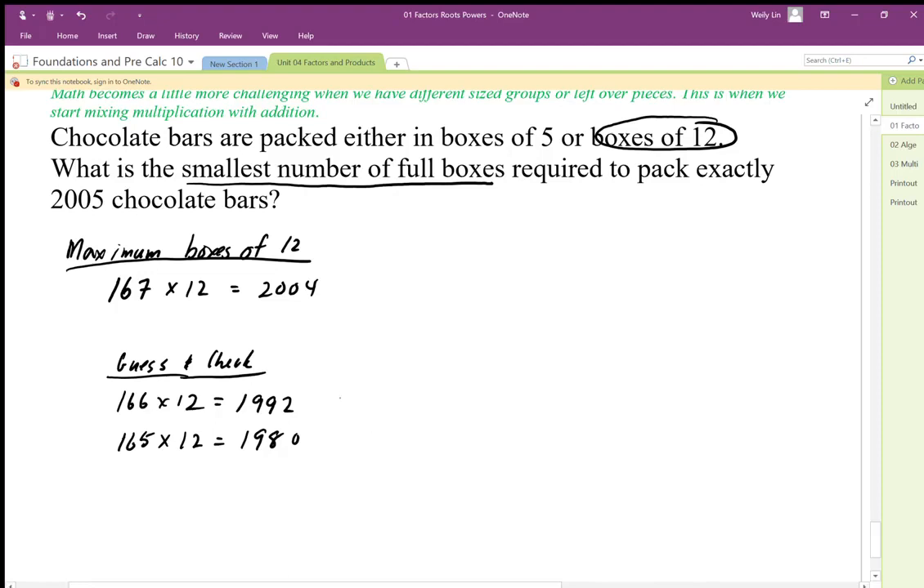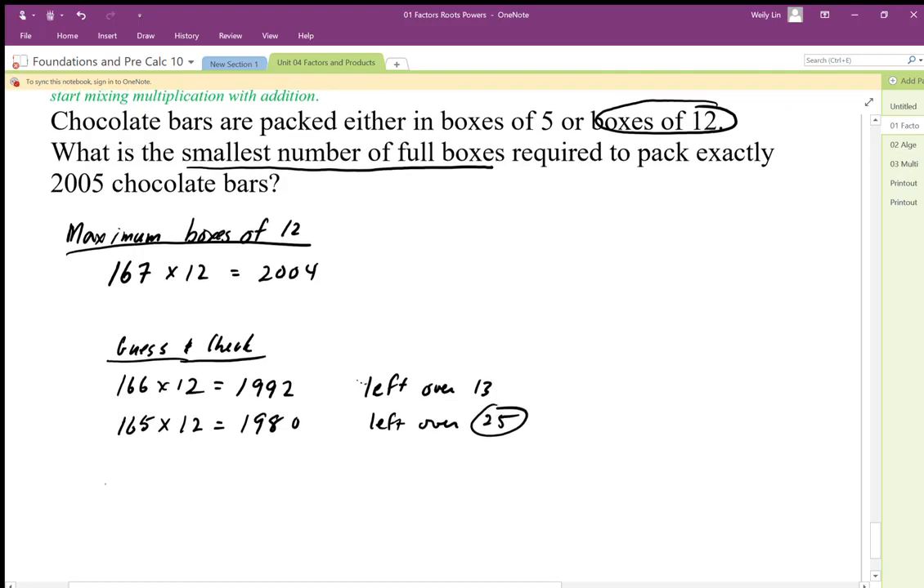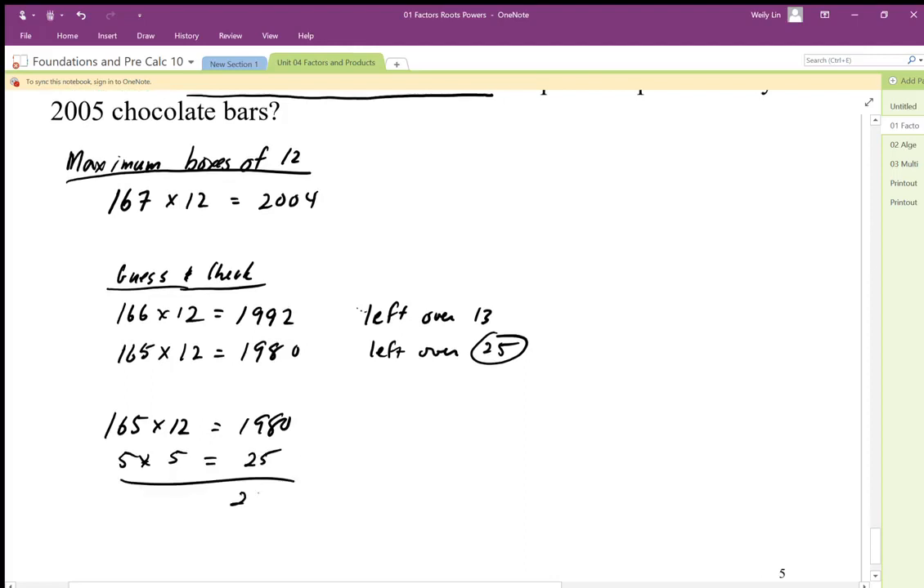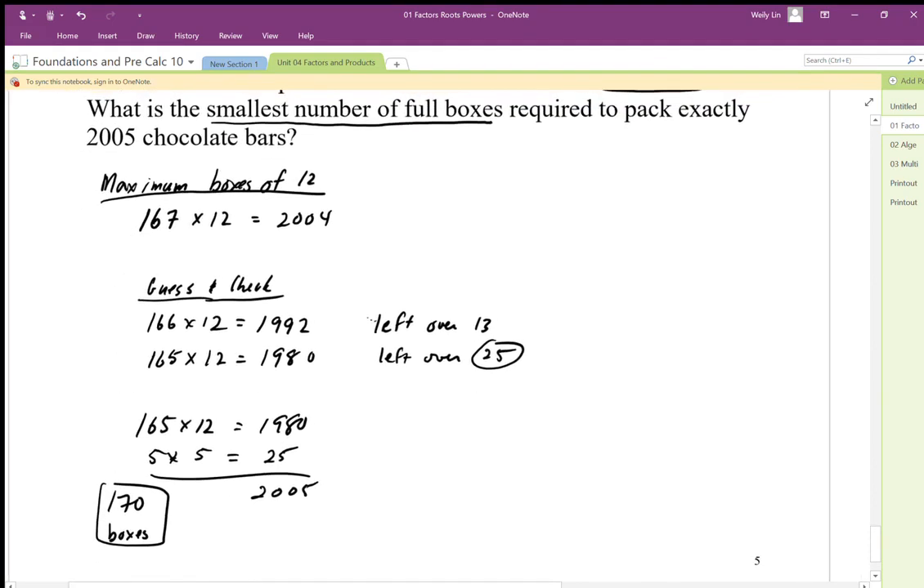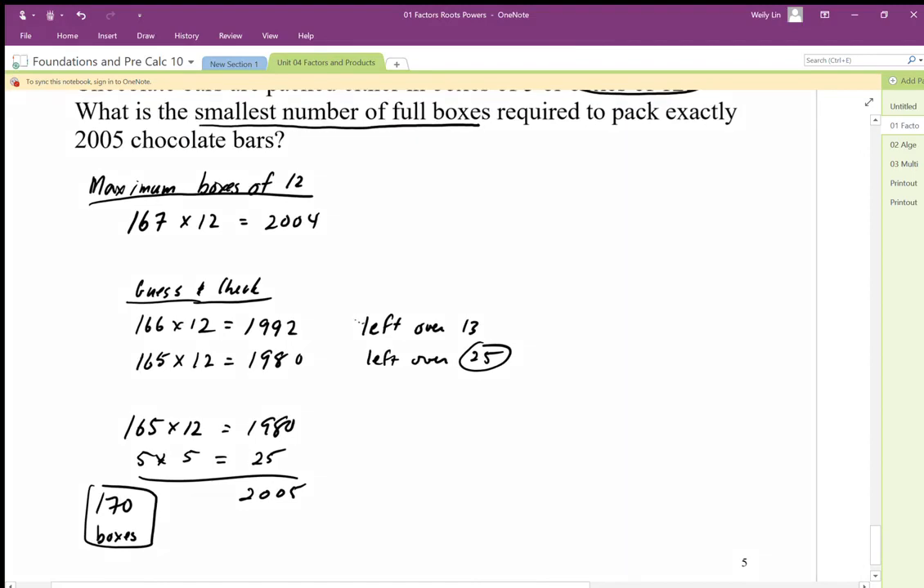That means we have leftover. For 166 boxes, the leftover is 13, which doesn't work. Here, with 165 boxes, we have a leftover of 25. That will work. So what's the smallest number of full boxes? Well, we need 165 boxes of 12, which gives us our 1980, and then we have 5 boxes of 5, which gives us our 25, and we end up with a total of 2005. So there's our answer: we need a minimum of 170 boxes. That's the smallest number of full boxes we can use to pack the 2005 chocolates that were given to us at the beginning.